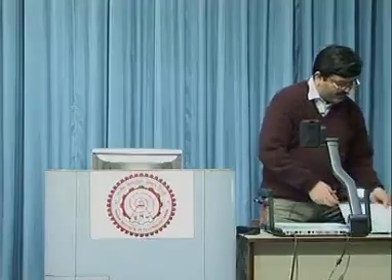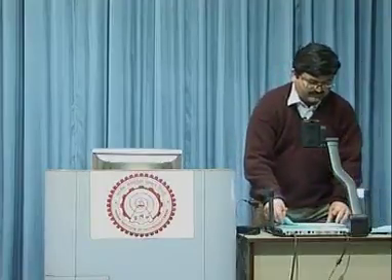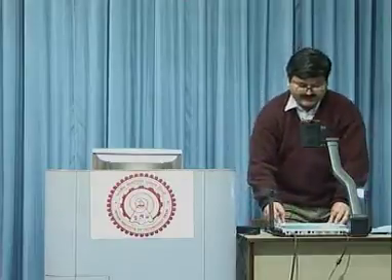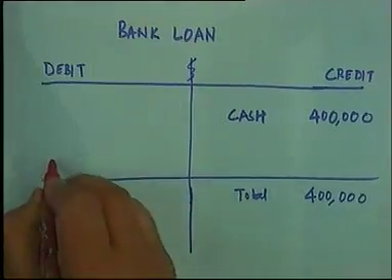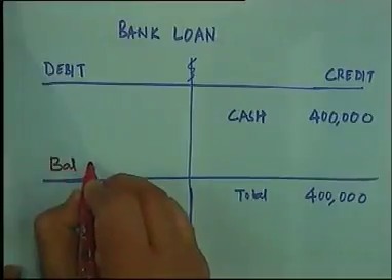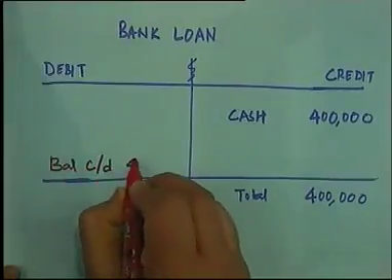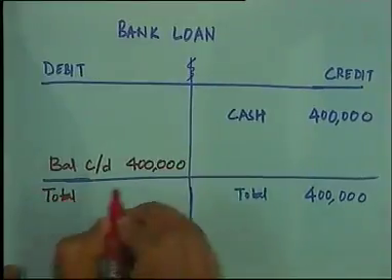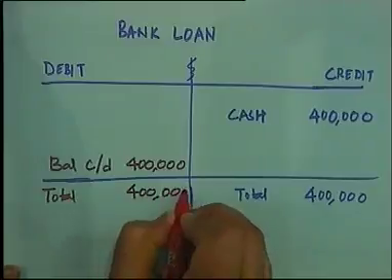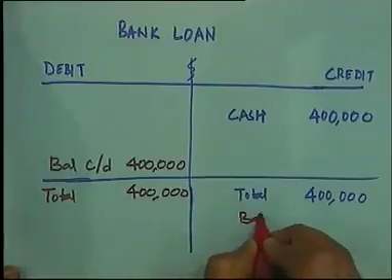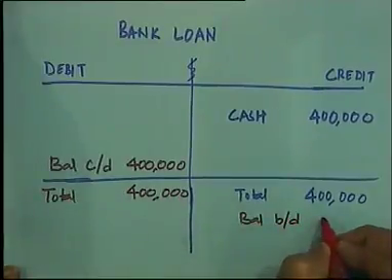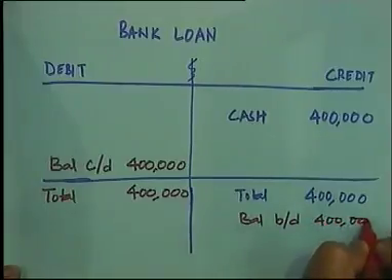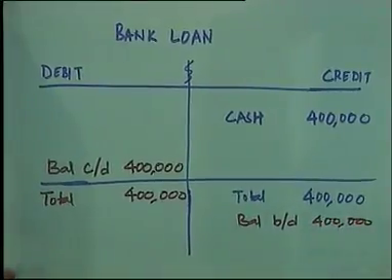For example, we move on to bank loan. Here again, the accountant should do like this: balance carried down 400,000. So the total becomes 400,000, and here they will write balance brought down 400,000. So the bank loan T account is closed. Right?